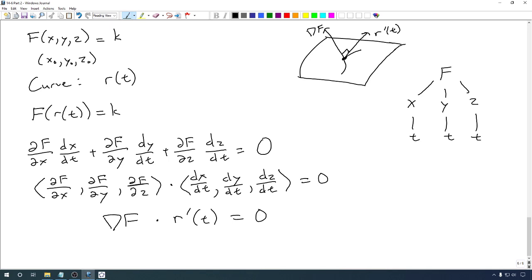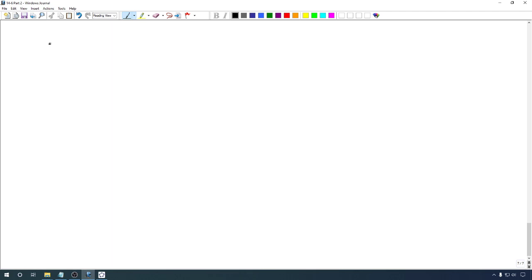Any vector that starts at that point that's in that surface or tangent to that surface is going to have at least some curve where you get that vector as the derivative of that curve. So the gradient is actually giving us a direction that's perpendicular to the surface. We actually will refer to this as a normal vector. So you can say gradient of f gives us a normal vector to the surface f of x, y, z is equal to some constant k.